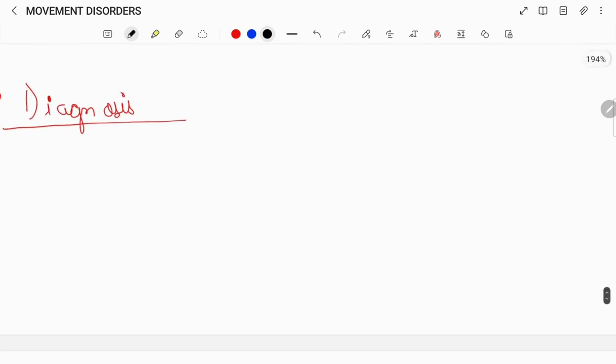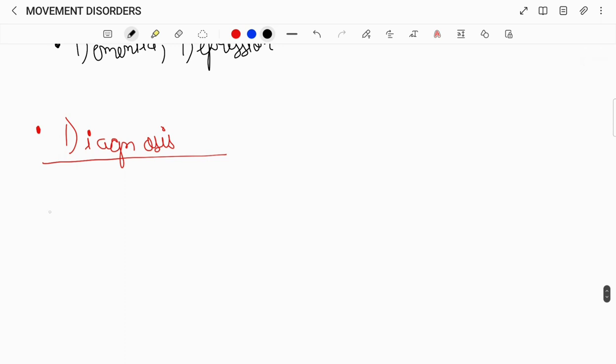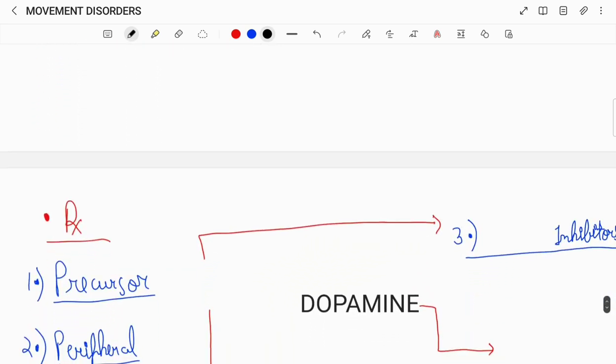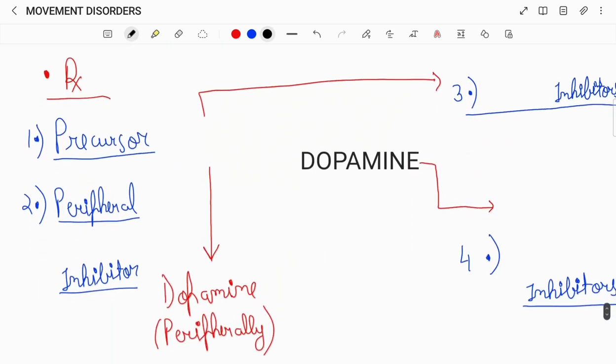Now, if we talk about the diagnosis of Parkinson's disease, it is a purely clinical diagnosis. As soon as the patient walks in your OPD, you will be able to diagnose it. Next part, which is important, is the treatment of Parkinson's disease. Now, as we all know that it is caused because of decreased dopamine levels, so all we need to do is increase the dopamine levels.